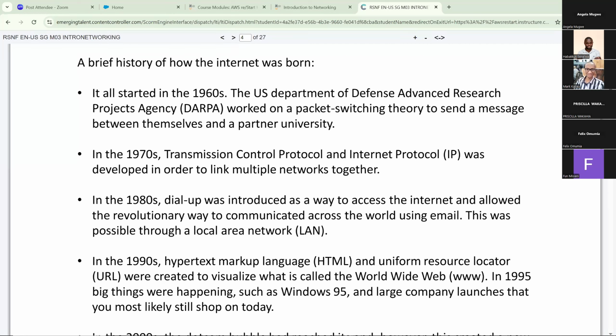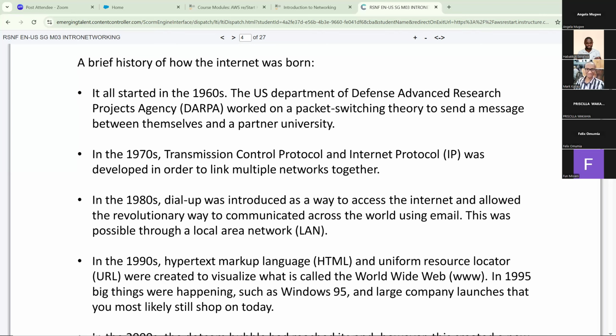Now this Department of Defense wants to communicate with University A, B, C, and D at the same time. So what it does, it came up with a way of making sure that these different locations are actually interconnected through what we call TCP/IP.